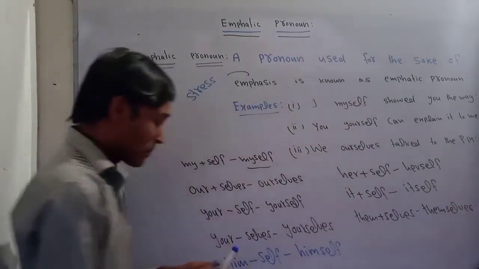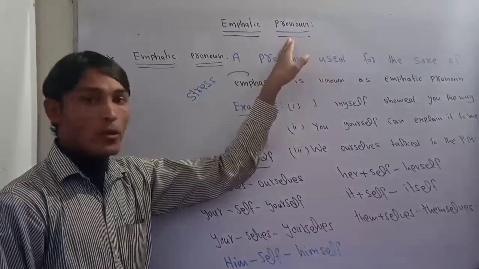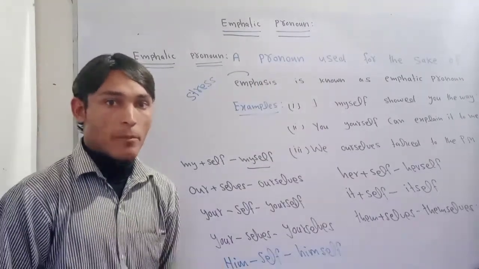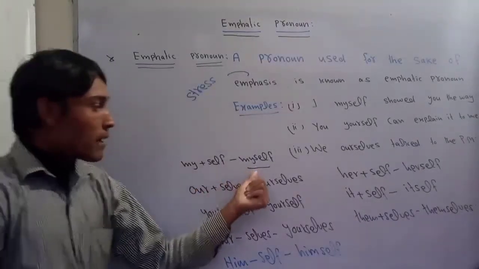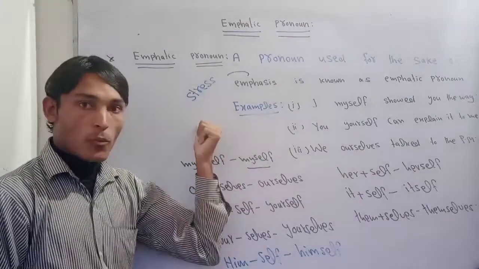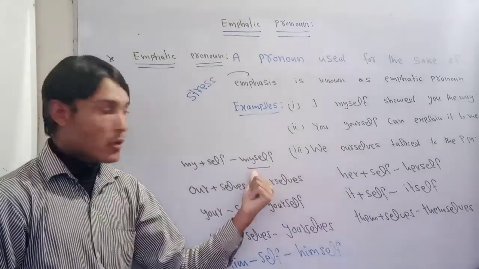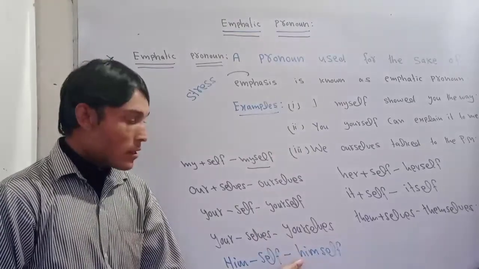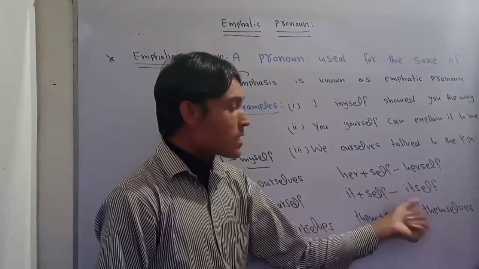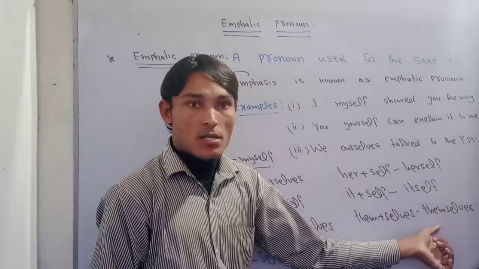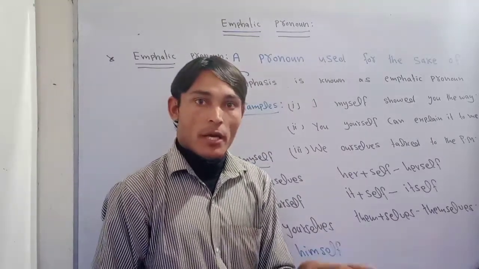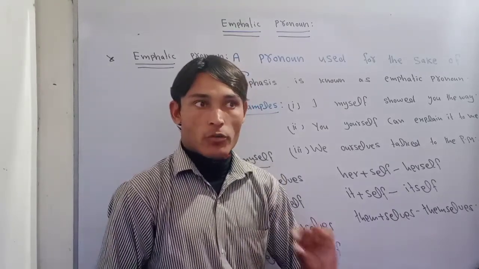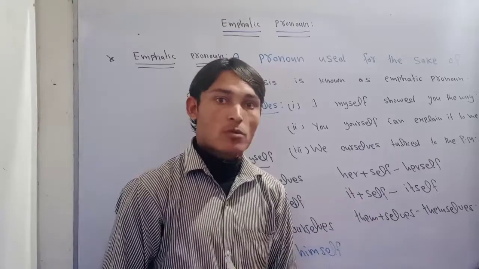So now, if you look here, emphatic pronoun as well as reflexive pronoun, both are the same according to the formation here. Myself is also called a reflexive pronoun as well as emphatic pronoun. Next one, ourselves, yourself, yourselves, himself, herself, itself, themselves. These all seven pronouns are called emphatic pronoun as well as reflexive pronoun. Now if we talk about the use, both pronouns have different usages.